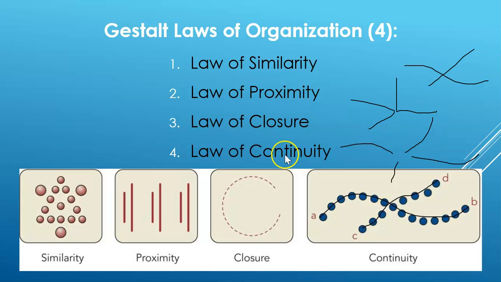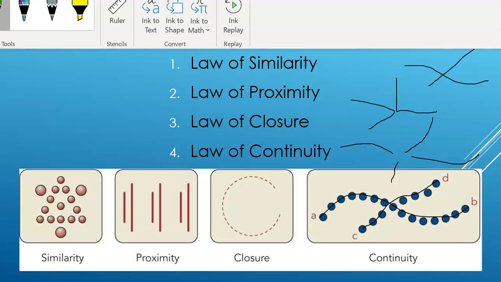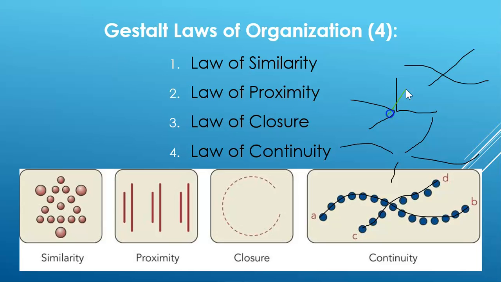So that's what the law of continuity means: this line isn't going to suddenly diverge. It's going to go in the straightest line possible. It's going to continue in a smooth line. It's saying that this is not right, that's not right, but this one is, where we have one line from A to B and a second line from C to D. Okay?